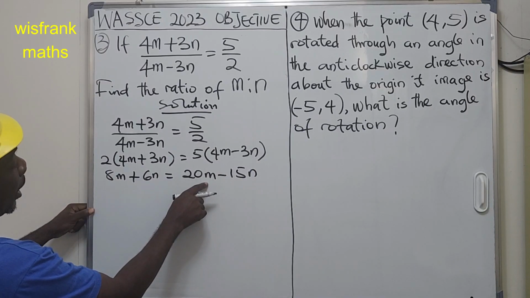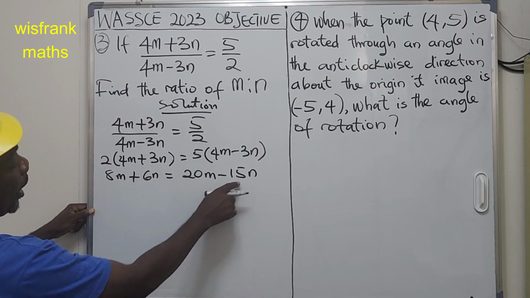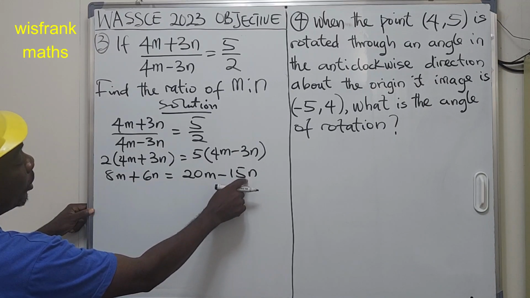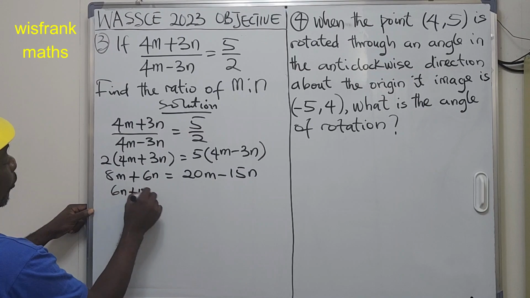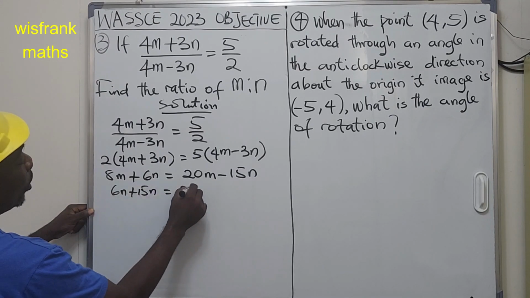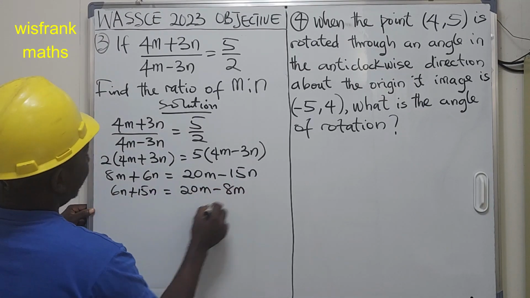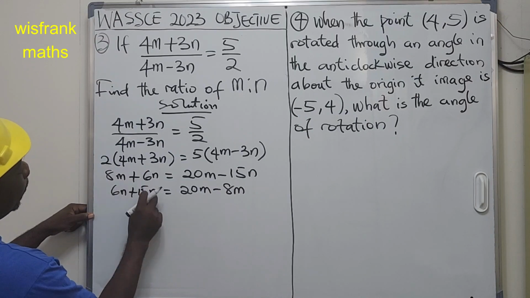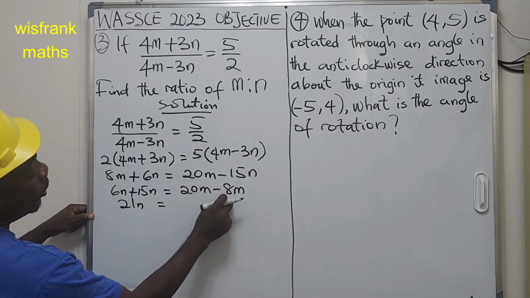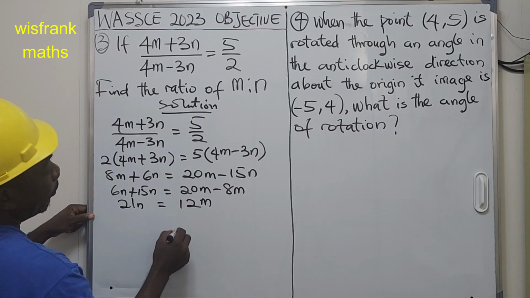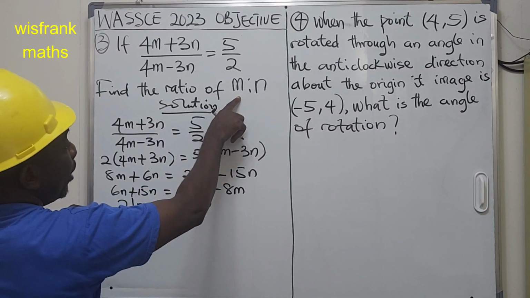20m here is bigger, so 8m will move to this other side, and 15n here will move to here to become plus. So we have 6n plus 15n equals 20m minus 8m. So this is the same thing as this plus this. We have 21n equals 20m minus 8m. We have 12m. So the ratio is in the form of m is to n.